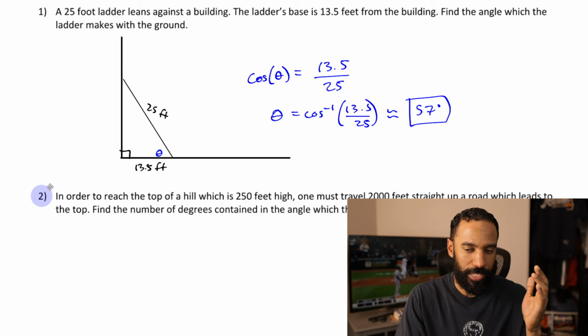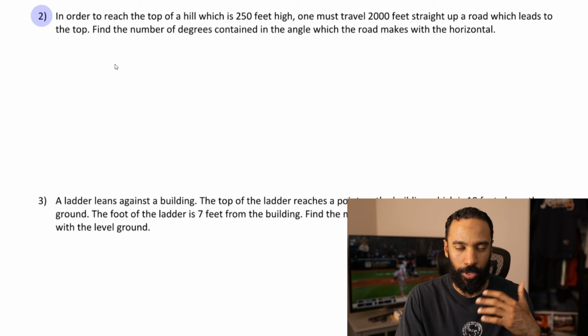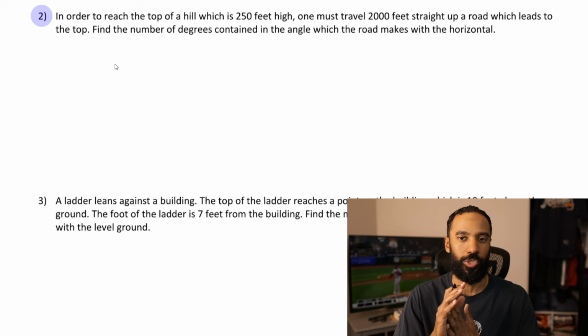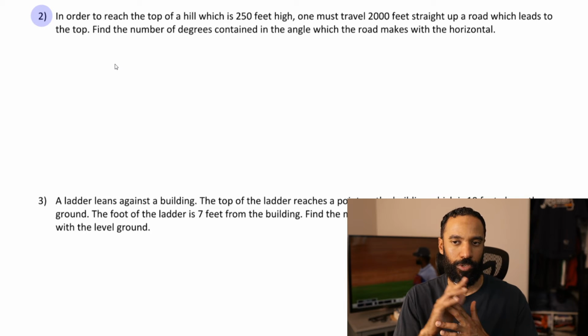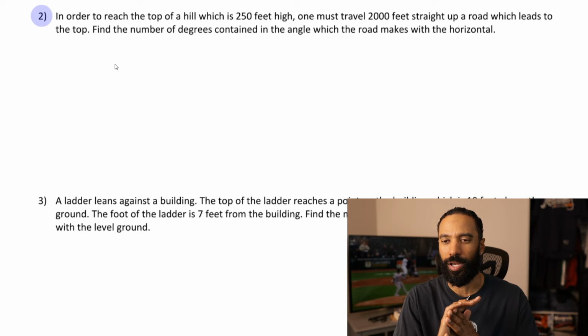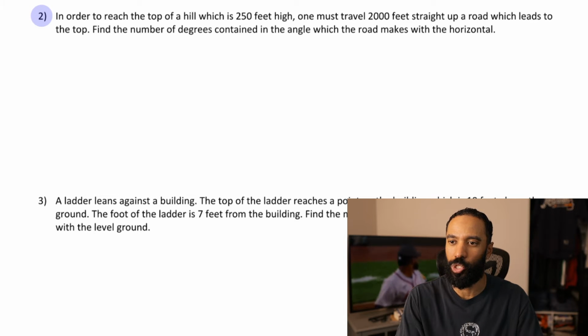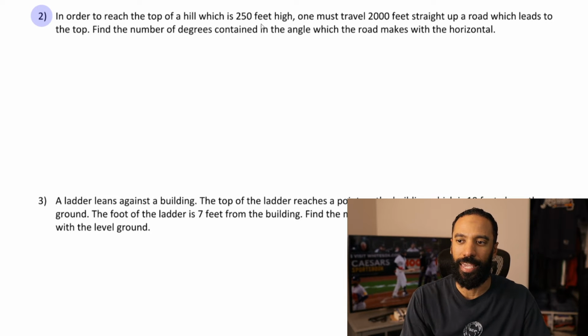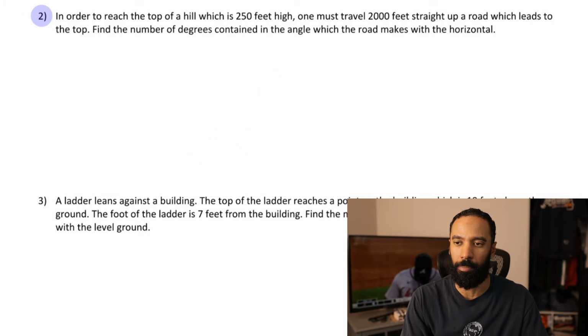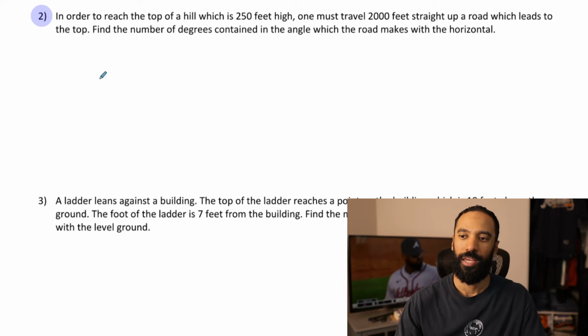Remember that when we do these things, they are in a vacuum, meaning you're doing inverse trig on all of these ones. But if I intermixed it with some other problems, make sure you know when to use trig versus inverse trig and what you're drawing. In order to reach the top of a hill, which is 250 feet high, one must travel 2,000 feet straight up a road which leads to the top. So this will look like, again, this kind of has to do with if you did the previous problem set with me.